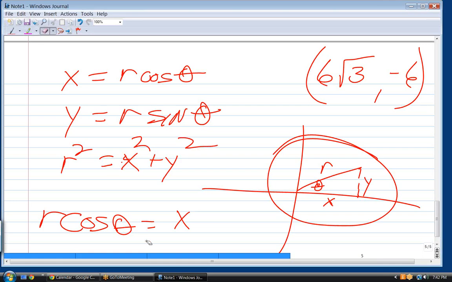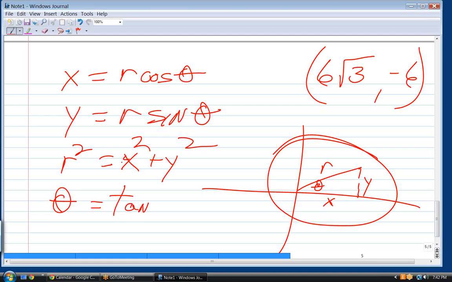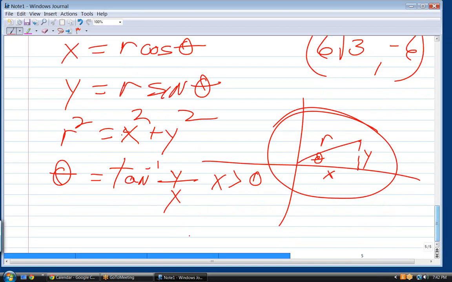Oh, okay. And then the last thing you need to know is what is theta equal to? Would be inverse tangent. Think of what the tangent of theta is equal to. Would it be inverse tangent y over x? Yeah, but remember that that's only if x is greater than 0. What is it if x is less than 0? You add pi? Exactly.